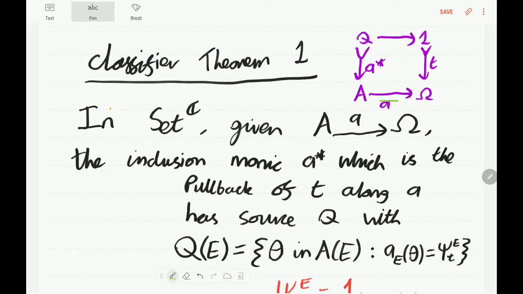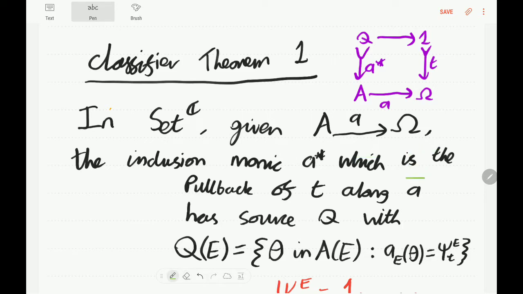Suppose we have an arrow. So obviously we're working in sets to the power of C. And suppose we have an arrow little a from capital A to omega. And now we're going to suppose that A star is the pullback of true along a, or if you like, it's the inverse image of true along a. So we could write it as a to the minus 1 of t, if we like. And we're thinking of this as being an inclusion monic.